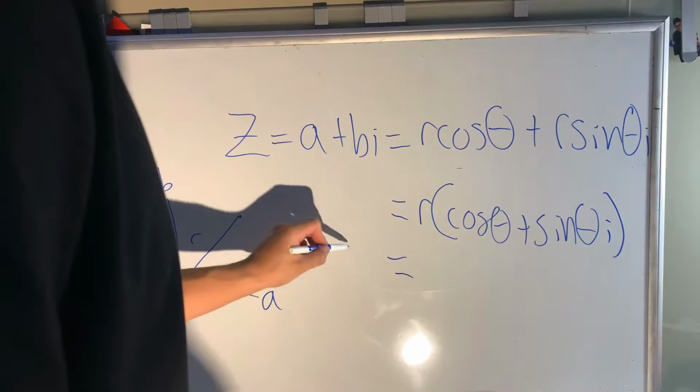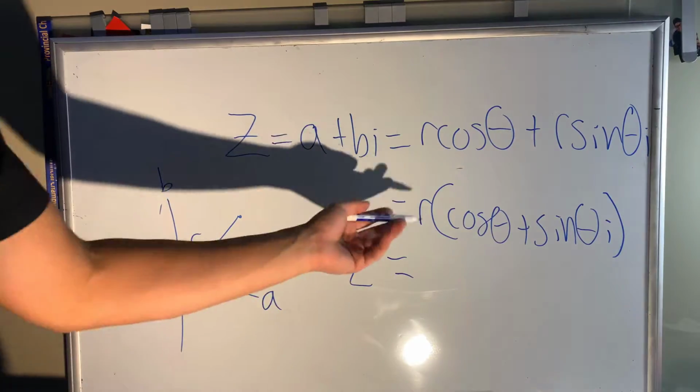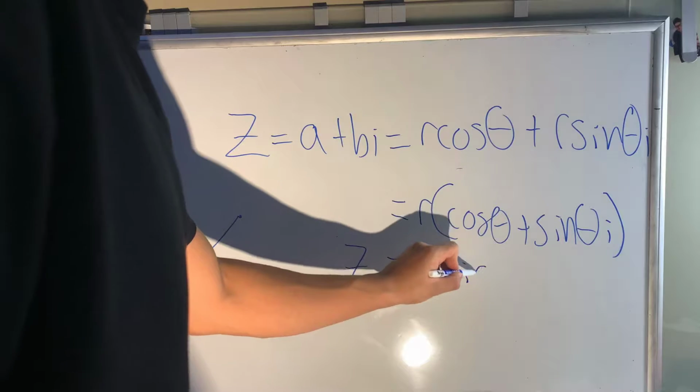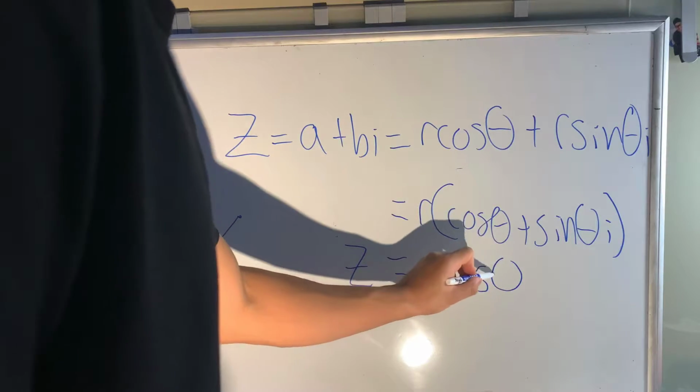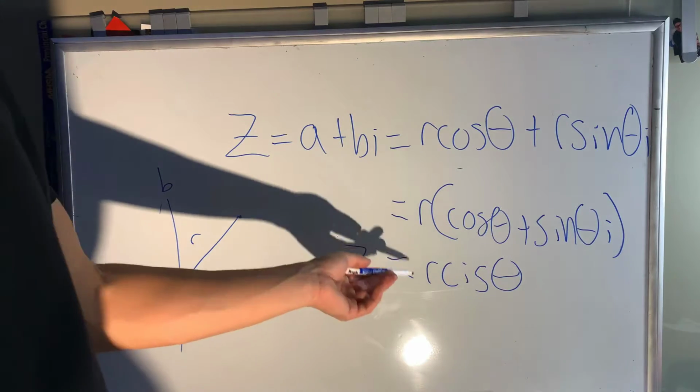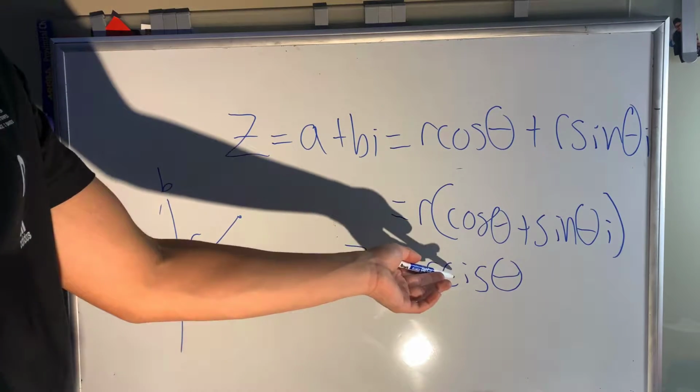Now, a complex number would now equal something we call r cis theta, which is a form that we will use in polar coordinates: r cos theta plus i sin theta.